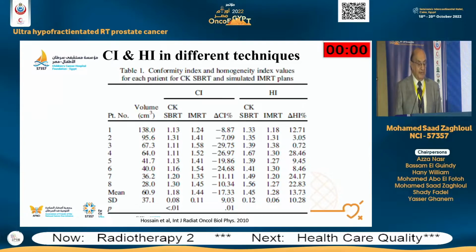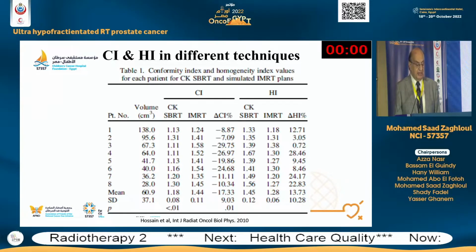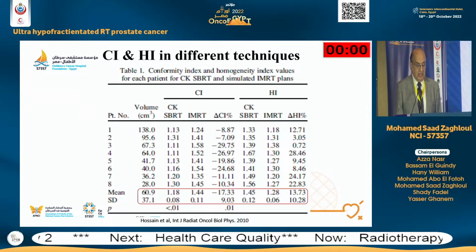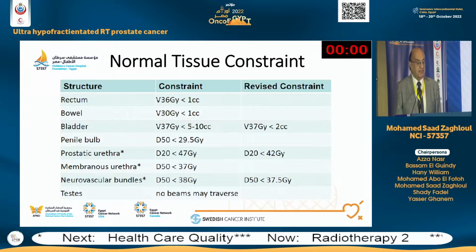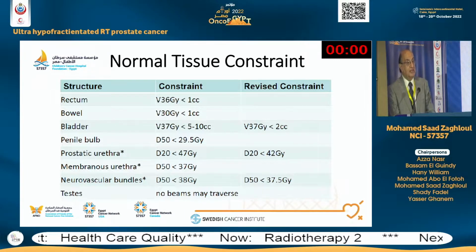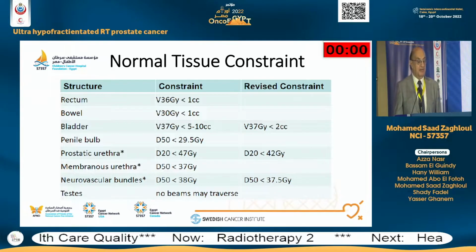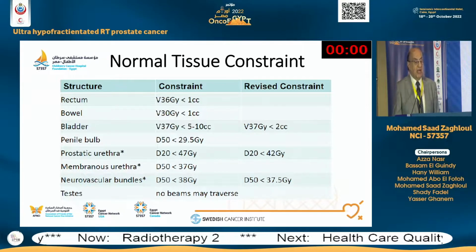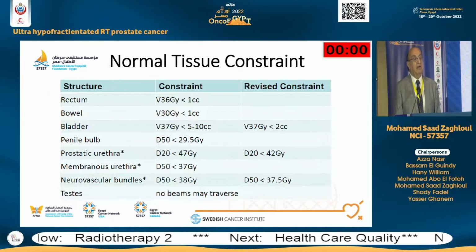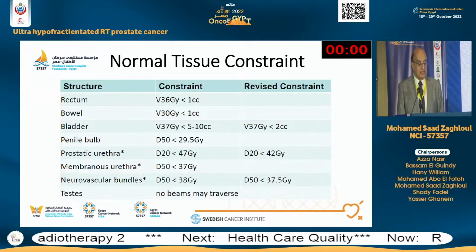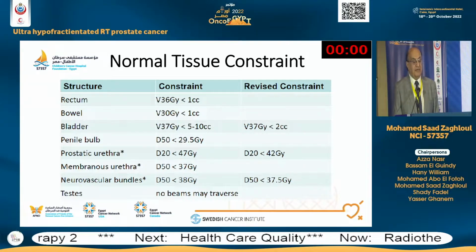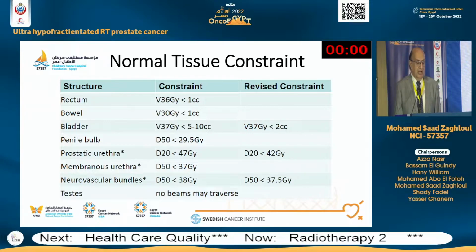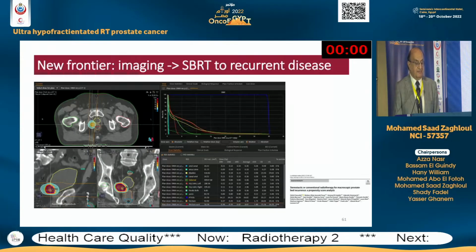The conformity index and the homogeneity index are better for the CyberKnife than the IMRT. However, the normal tissue constraints have to be set for hypofractionation, not for ordinary fractionation. So the constraints are different, as you can see here, and they are always revised in order to treat your patient safely.